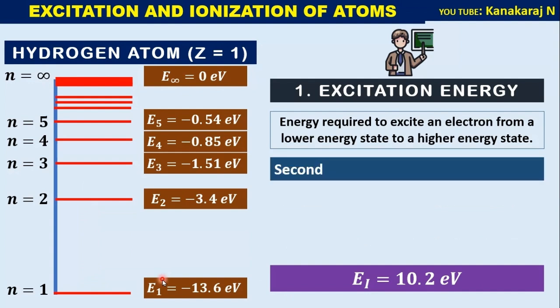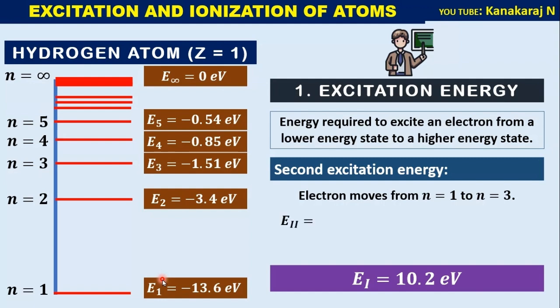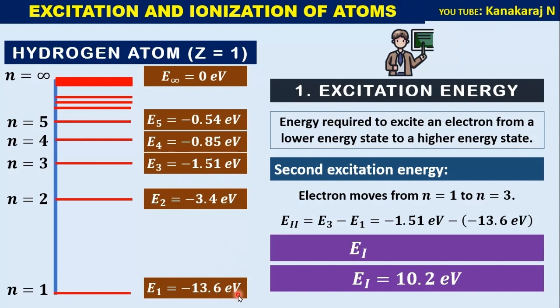Let us now learn about the second excitation energy. The electron moves from n equal to 1 to n equal to 3. Therefore, E second equals E3 minus E1. The E3 value is minus 1.51 electron volt minus the ground state energy, minus 13.6 electron volt. The result is E second equals 12.1 electron volt. Second excitation energy is 12.1 electron volt. The electron is in the first energy state. Now we supply 12.1 electron volt to this electron. Now it jumps to n equals 3.